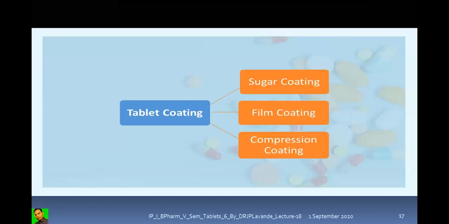Okay, now come to the coatings. What are the different types of coatings that we can give to the tablets? We can give three different types of coatings to the tablet. First is the sugar coating, second is the film coating, and the third one is the compression coating. Although the third one is very uncommon, the first and second are very common, that is the sugar coating and the film coating.